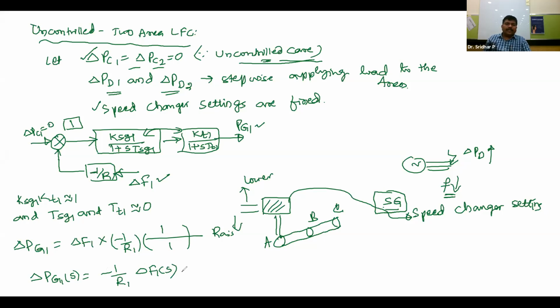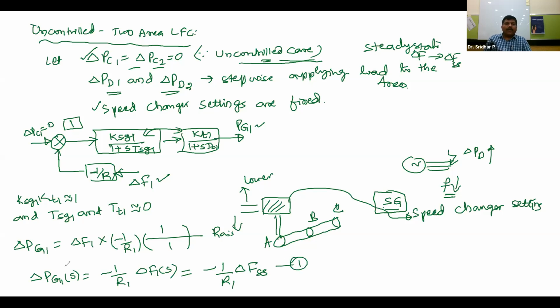And one more thing is nothing but steady state analysis. Suppose you are taking the steady state analysis, it means whatever the deviations in the frequency, we are going to assume at steady state conditions. So for the steady state response, this is nothing but delta f into ss. We can call this equation 1.